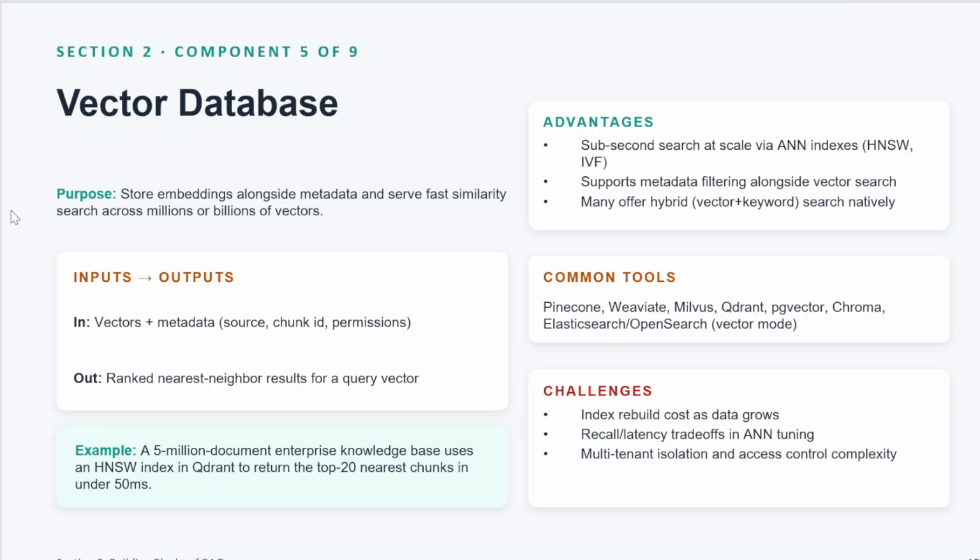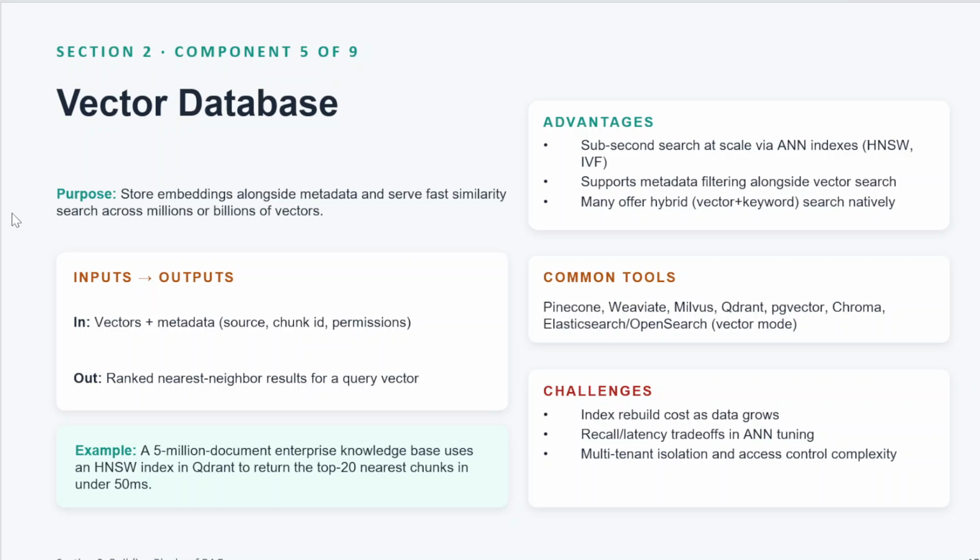The most common tools that you're going to see in vector databases are Pinecone, Weaviate, Milvus, Qdrant, pgvector, Chroma, Elasticsearch, and OpenSearch. Those are all basically vector-type database systems, and they are useful for storing all of the chunks, embeddings, vectors, and metadata.